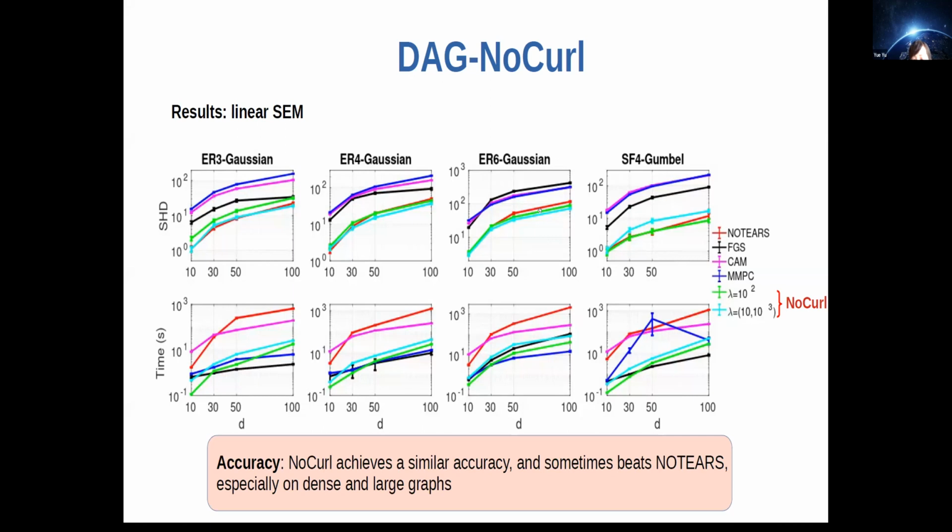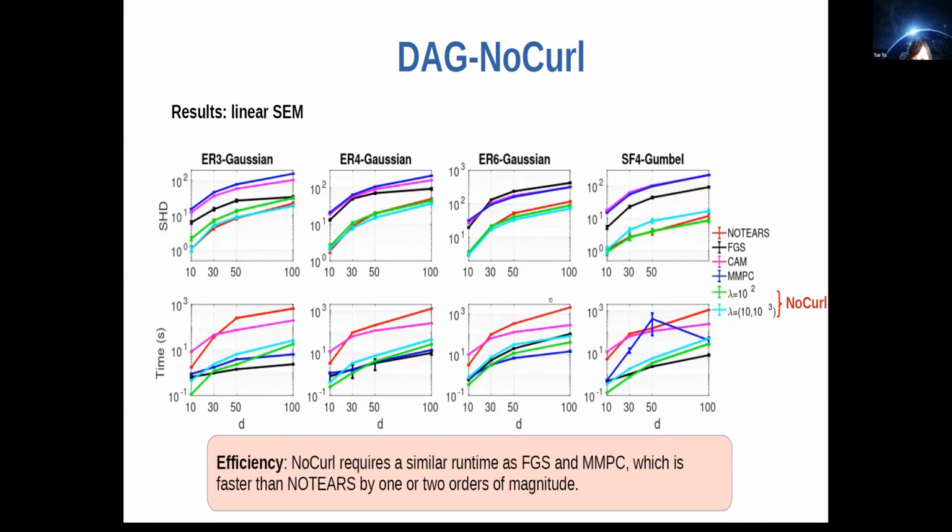The green and the blue are our method, NO CURL. We can see that in such a dense and also very large graph, we get better accuracy than NOTEARS, possibly because when the graph becomes dense, the optimization issue in NOTEARS becomes even more severe. So the accuracy actually got impacted. However, for the computational time, it's even better.